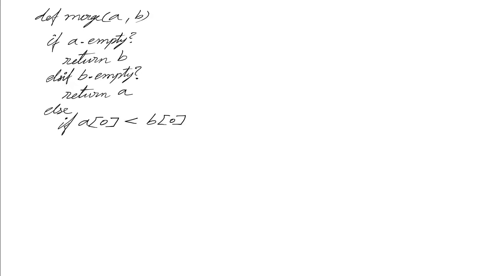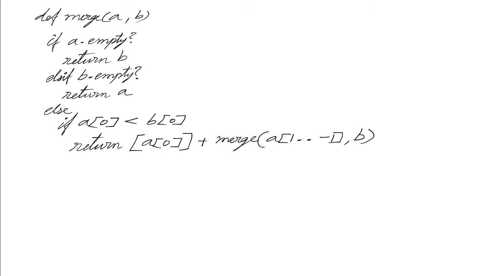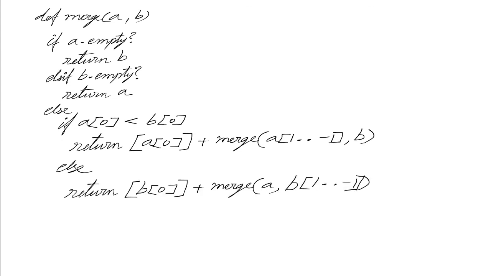Otherwise, if the first element in the list A is less than first element in the second list, we put the smallest element that we found in A in the beginning of the list, and we add this to the output of the recursive call that reduces the input by discarding the first element of the list A. Otherwise, we take the element from B, which is smaller, and we add this to the output of the merge recursive call, and B is reduced by 1 by discarding the element in B because we have already processed it.